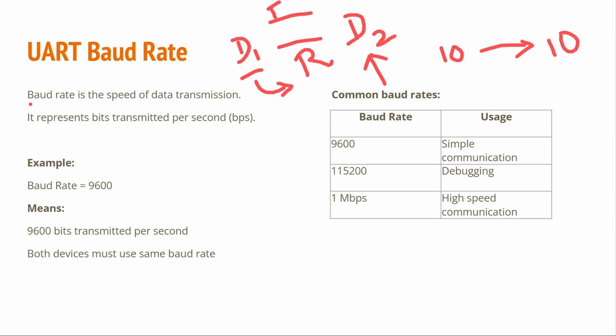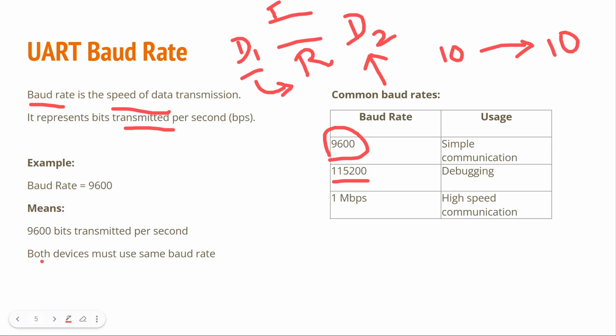So baud rate is the speed of data transmission. It represents bits transmitted per second. If I am setting the baud rate as 9600 in my device 1, then obviously I have to set the baud rate as 9600 in device 2. If I set the baud rate as 115200 instead, similarly I have to do the baud rate setting in both device 1 and device 2. Then only it can read the data sent by my device 1.